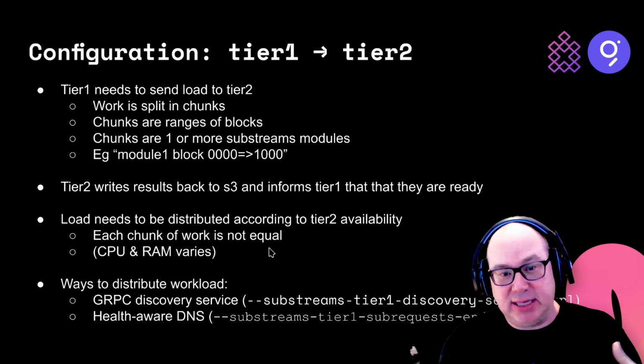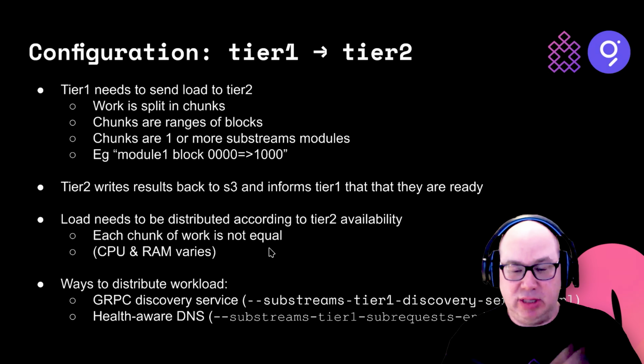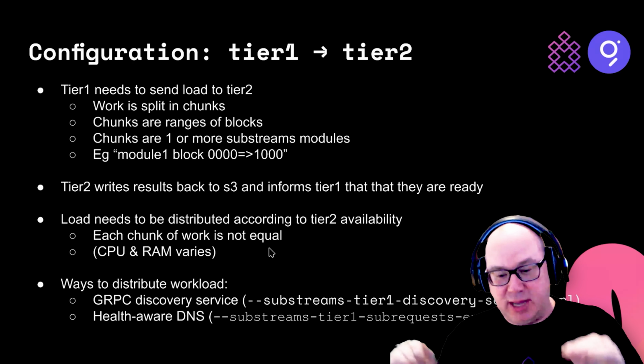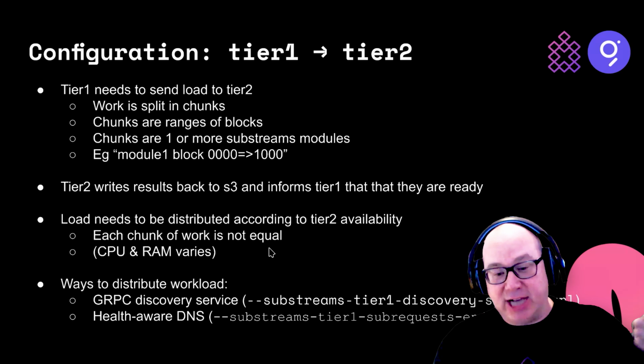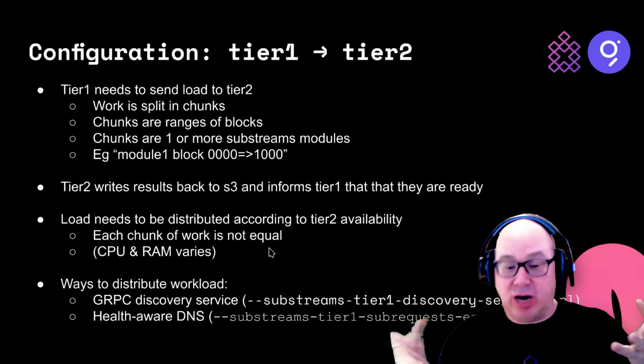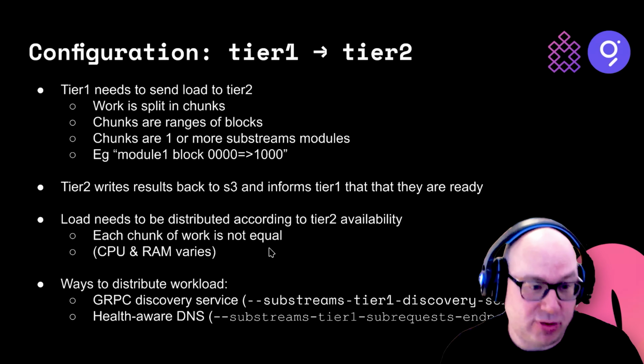So basically, you can't just schedule tier 2, component 1 process job, then the second one, and third. You can't just go around. You need to actually look at the availability. Dear tier 2, are you available to process more work or not? And then send the load accordingly.